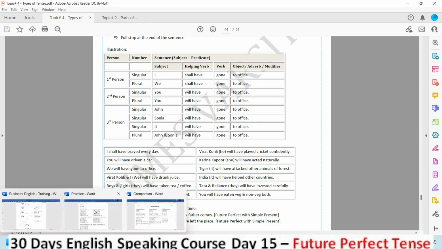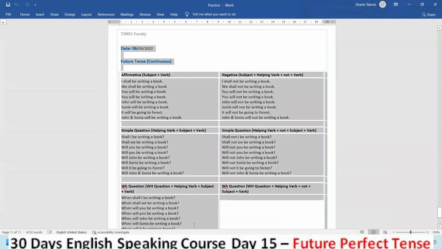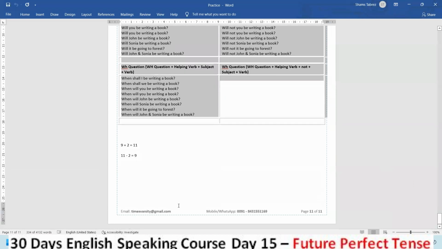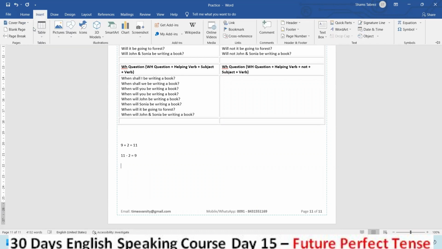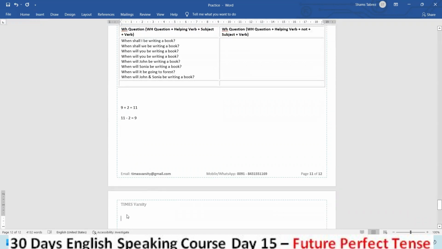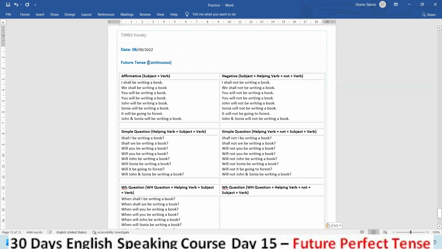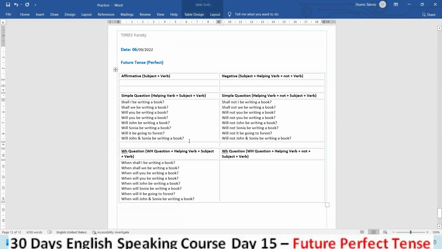Now, let's make our sentences. In future tense, we are making perfect sentences for perfect tense. This is future perfect tense. Yes, would anybody like to make a sentence?